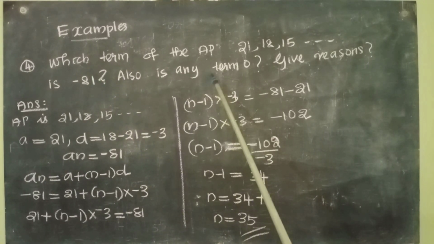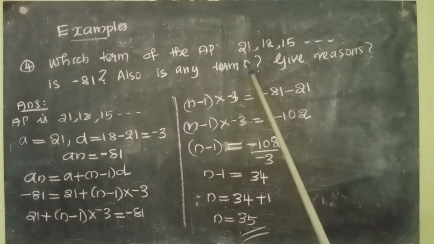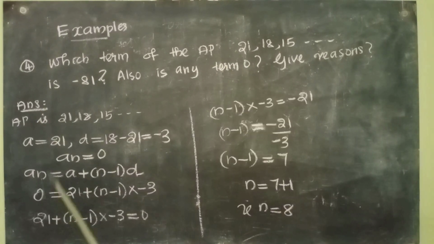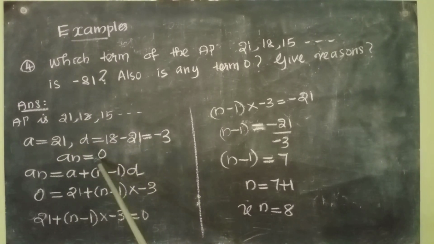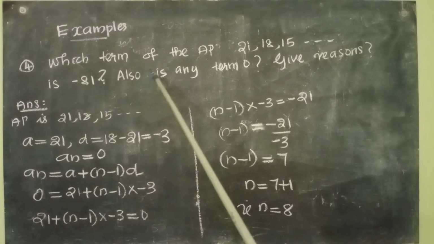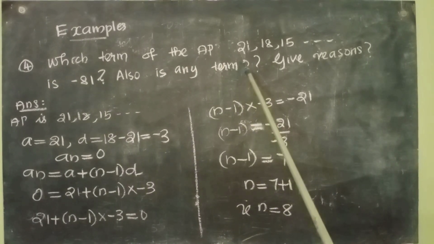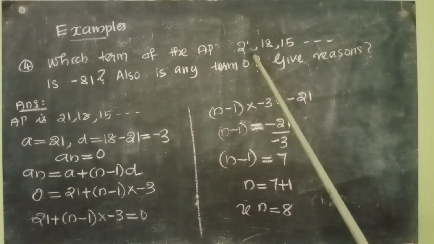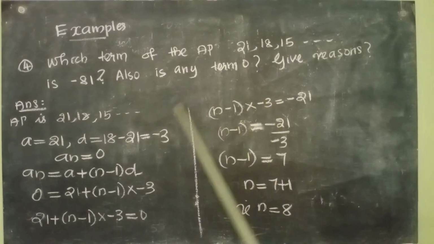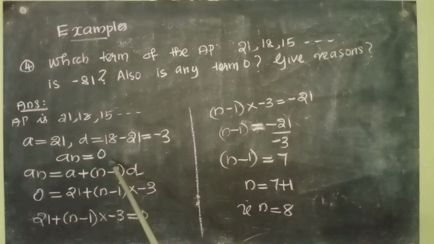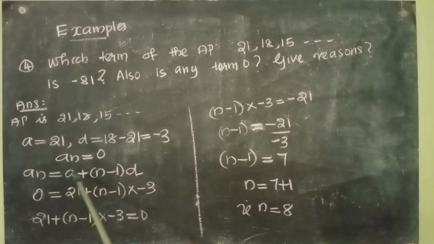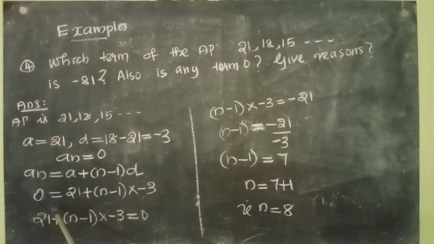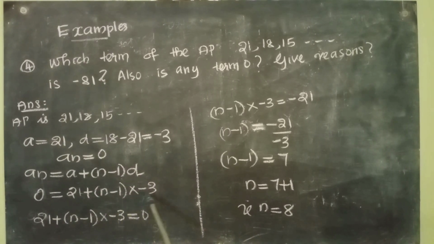Now let us discuss the second question. Also, is any term 0? AP is 21, 18, 15, etc. a equal to 21, d equal to 18 minus 21 equal to minus 3. Here an equal to 0 because the question is any term 0? So, we have to find out if 0 is a term in this AP or not. So, we can put an equal to 0 and we can check whether n exists or not. So, formula is an equal to a plus n minus 1 into d, that is 0 equal to 21 plus n minus 1 into minus 3.